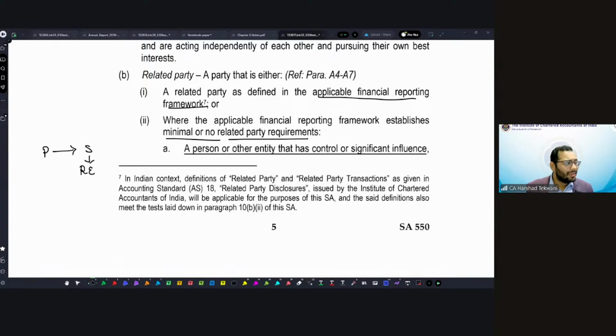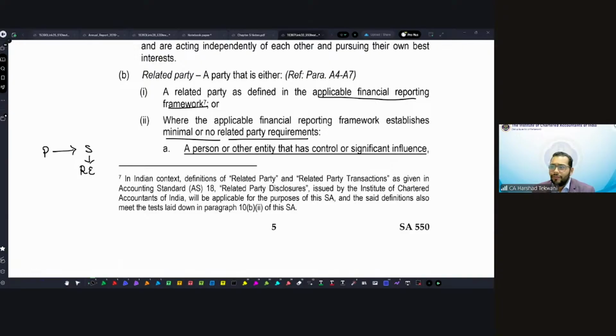Now there is one section under 143. I'm not sure you guys remember it or not. There is one particular point. Can anyone tell me what is that? Yes, sir. There is CARO reporting. Not CARO reporting. It is something else.